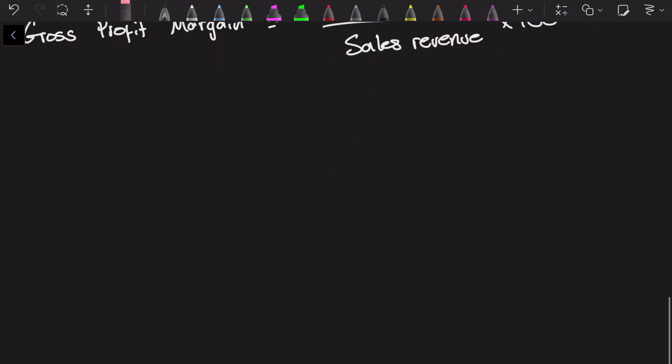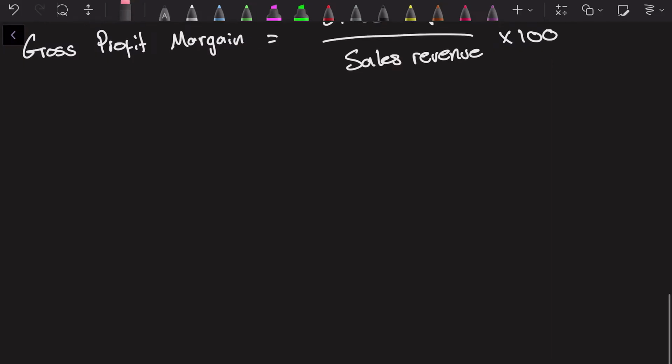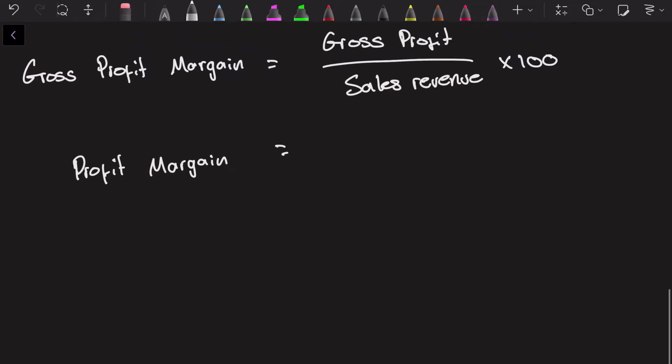Okay. The next one is profit margin, which is the exact same formula. But if we remember our differences between profit and gross profit, we're taking expenses into that profit. So it's just profit over sales revenue.